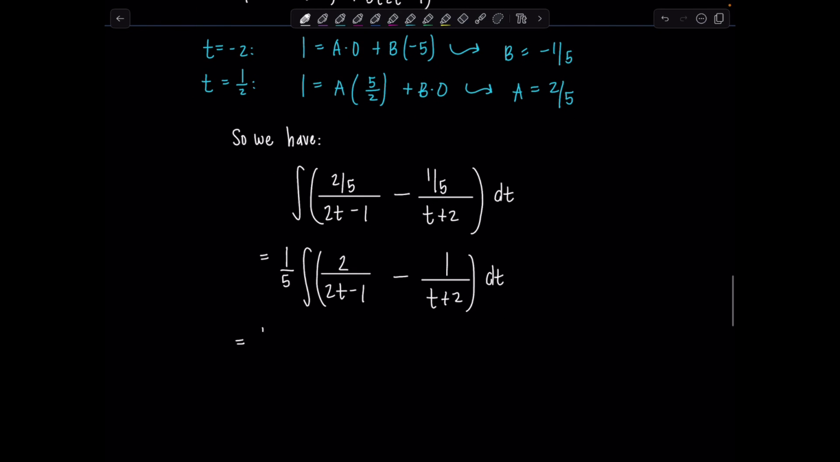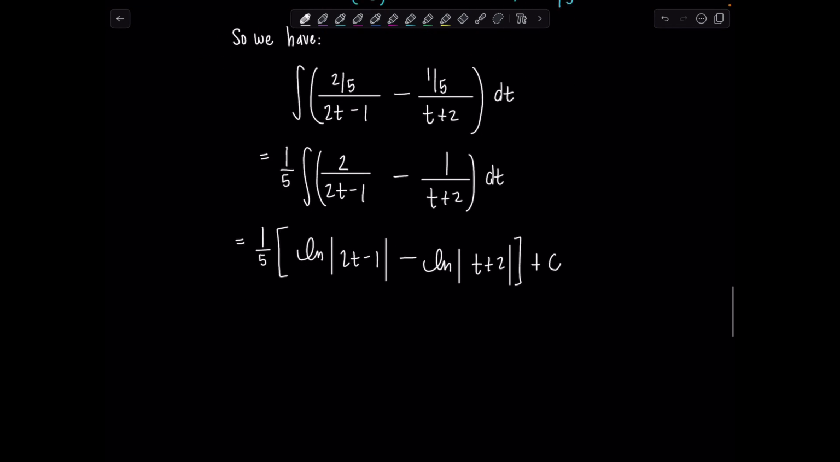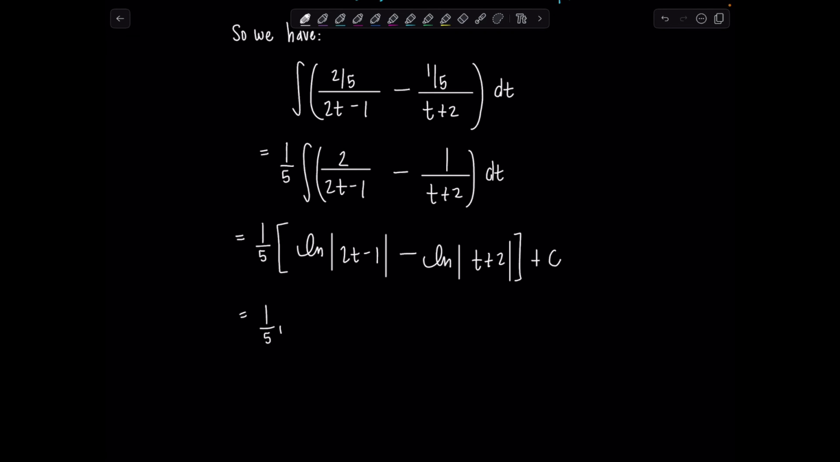Then, here we go. Time to evaluate this integral. 1/5 natural log, I have absolute value 2t minus 1. And then normally we would divide by 2, right? Because of the 2 in front of the t. But then I have a 2 here, so it all just cancels out. So I'm going to have natural log absolute value 2t minus 1 minus natural log absolute value t plus 2 plus c. If you want, we can combine these into a single logarithm. So 1/5 natural log absolute value 2t minus 1 over t plus 2 plus c.